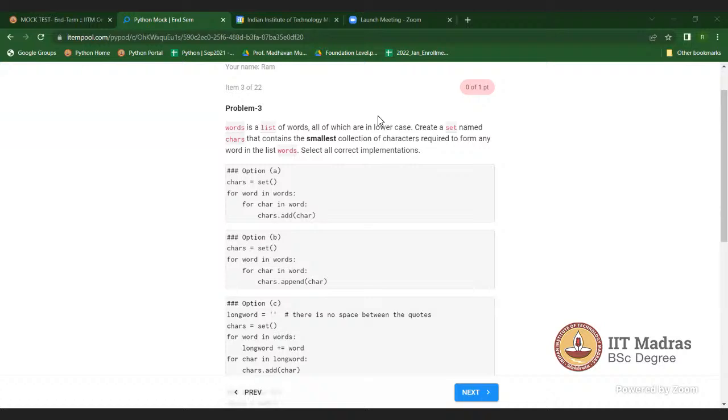So let's say we have a set created here. In the first case, we are looping through each word in the list, and within each word, we are going character wise. That's the third line. That's clear, right? Then we are adding the char, so this char is getting added into the set. Now, when looping through this, let's say I come across another word, and there is a character which is already there. So what will this code do in that case?